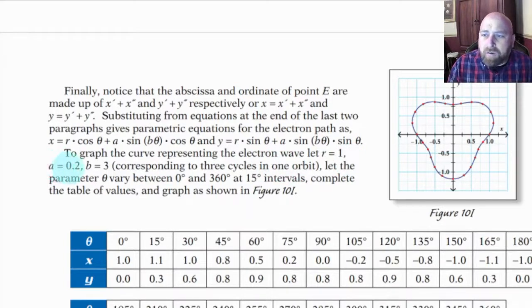And a equals 0.02 and b equals 3, corresponding to 3 cycles in one orbit. Let the parameter theta vary between 0 and 360 at 15-degree intervals. So in other words, every 15 degrees we're going to change our theta. So we're going to have to recalculate this equation every 15 degrees, and that's how many times it'll go onto our graph. And then complete the table of values.